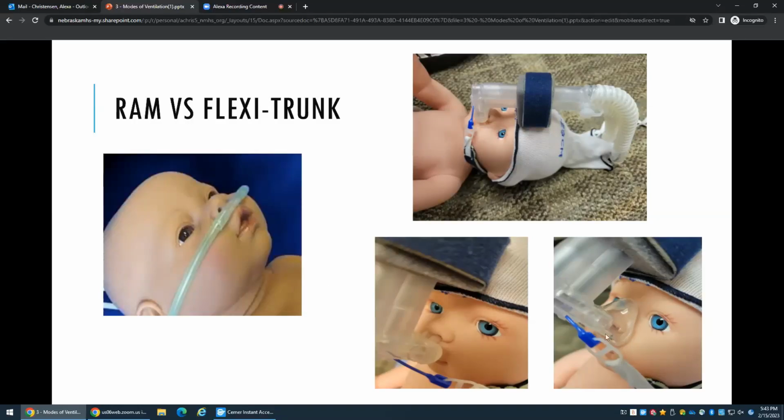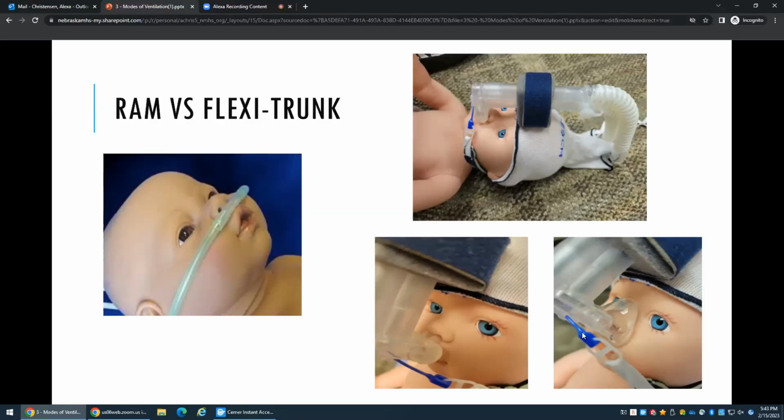And that's where this came into play, that we could use this little mask for these itty bitty babies that the RAM cannula was not going to work for. We can also switch between these two, and then there are two different sets of pressure points, so you're not having excoriation from a mask 24/7. You can switch back and forth.